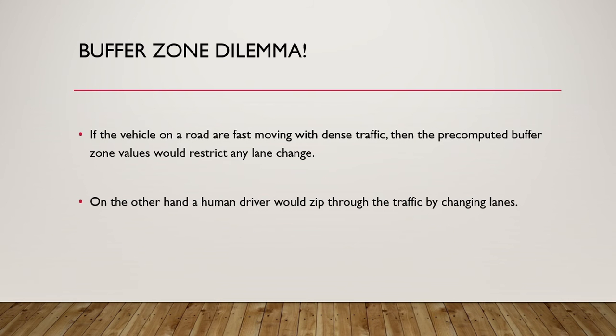But there's a buffer zone dilemma also. If the cars on the road are fast moving and the traffic is very dense, then the preprogrammed buffer zone values in the cars' computers are not going to change, and the car is going to follow the rules of the provided values. This way it will not even change a lane, which would be very impractical, because when moving on a fast lane, we want to drive like human drivers do.